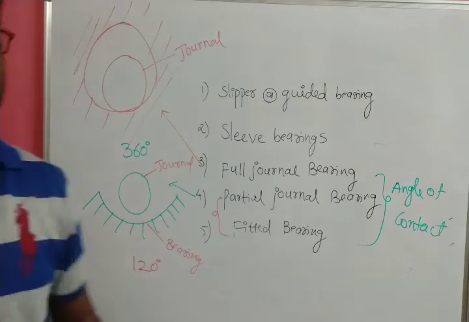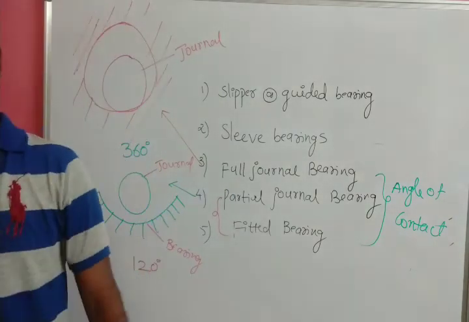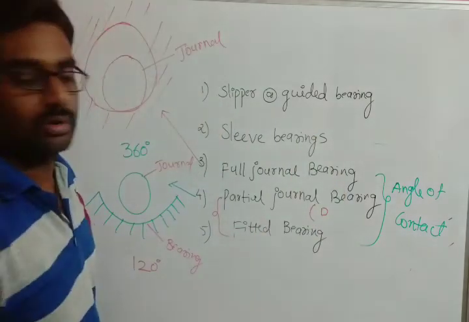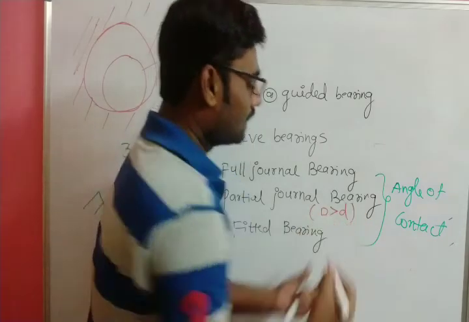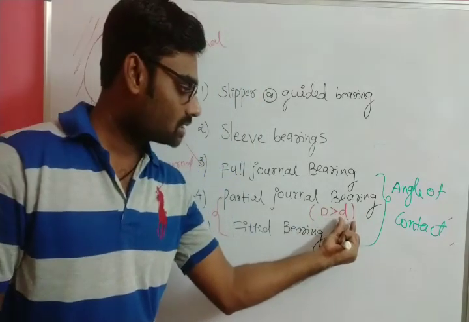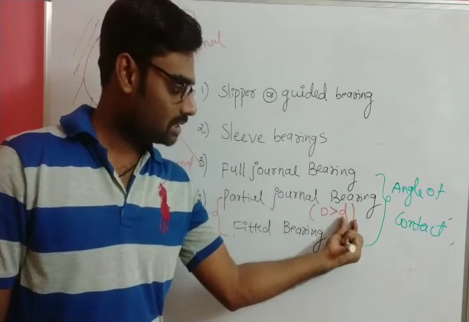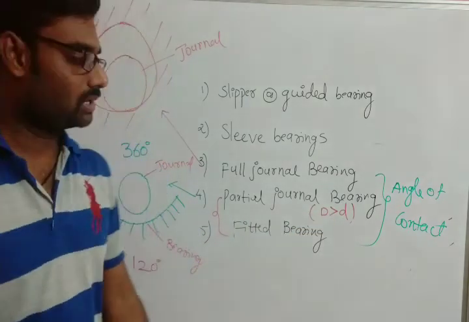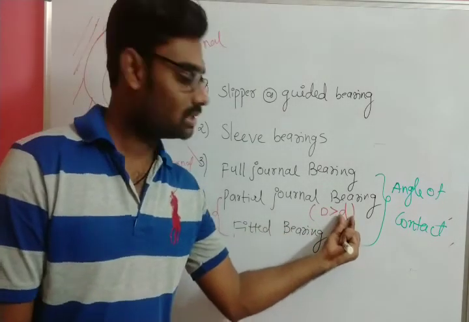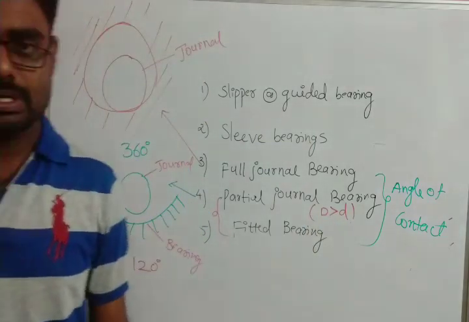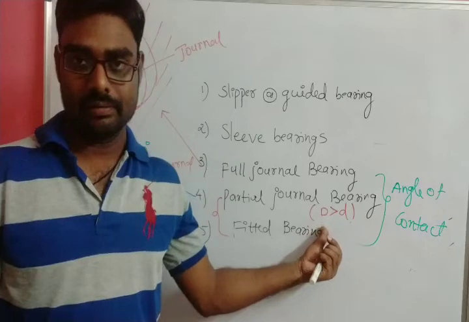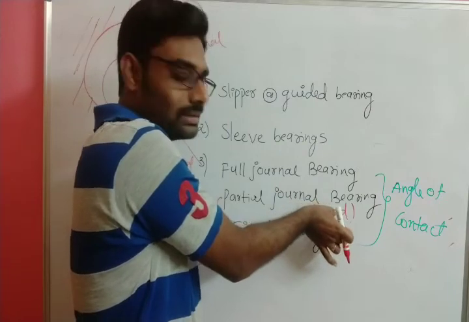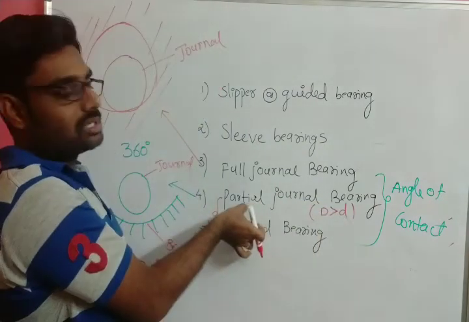But what is the difference between partial journal bearing and fitted bearings? In partial journal bearing, the diameter of the bearing is greater than the diameter of the journal. The capital letters represent the bearing and the small letters represent the journal. Capital D is greater than small d, that means the bearing diameter is greater than the journal diameter in partial journal bearings.